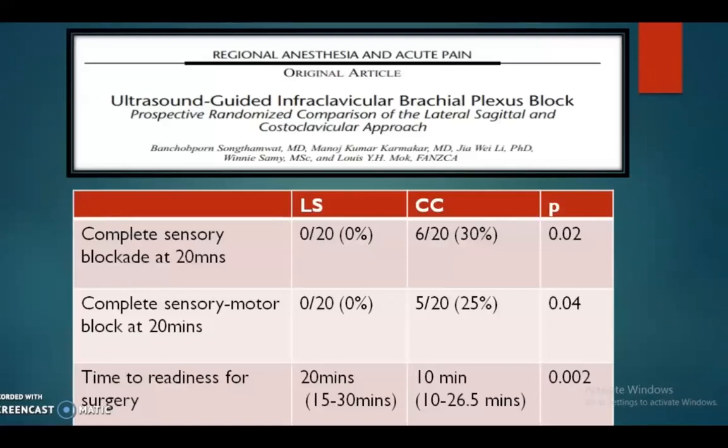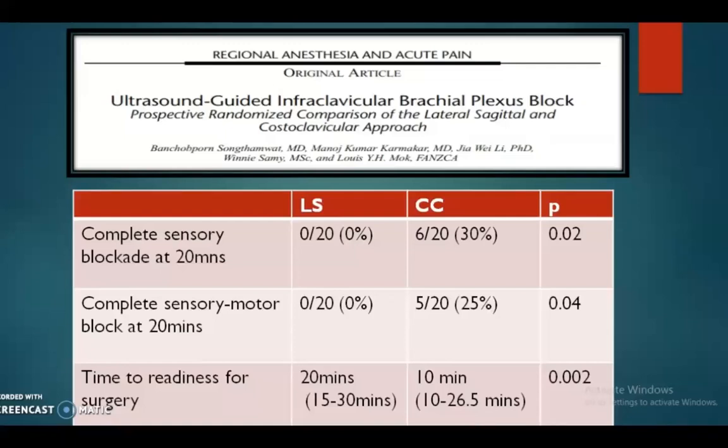A study by Dr. Manoj Karmakar and team compared both the approaches to the intraclavicular block and showed significantly higher rates of sensory and sensorimotor blockade with the costoclavicular block at 20 minutes post-block, but this difference was not found at 45 minutes post-block. So this shows that the time to readiness for surgery was earlier in the costoclavicular block. They hypothesized that this difference is because the injection at the center of the cord cluster in the costoclavicular space is a subfascial injection, which is similar to that at the supraclavicular fossa.